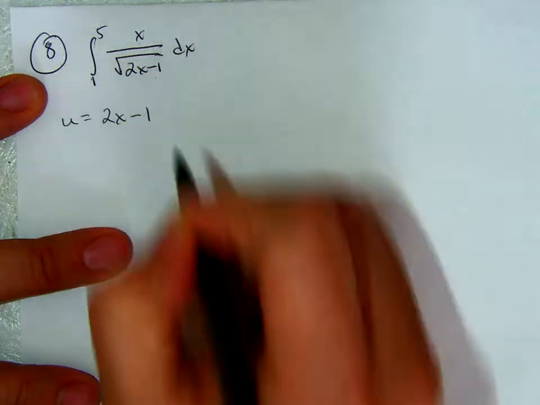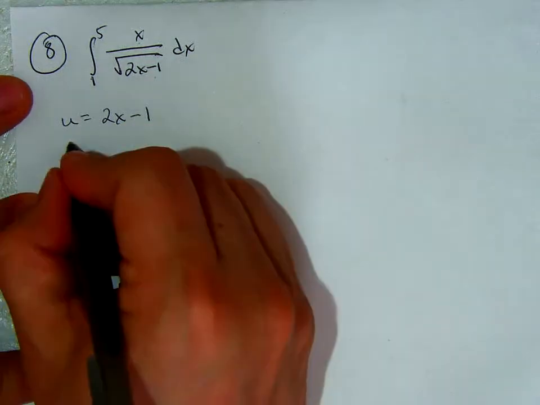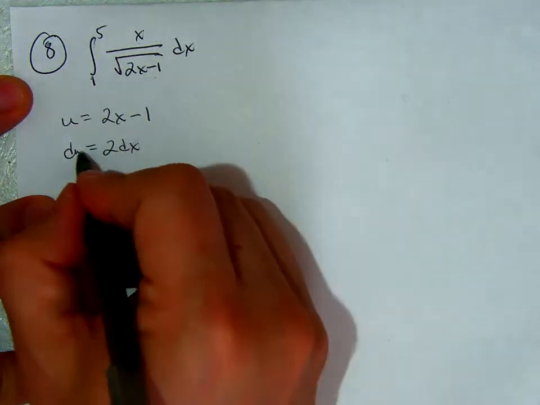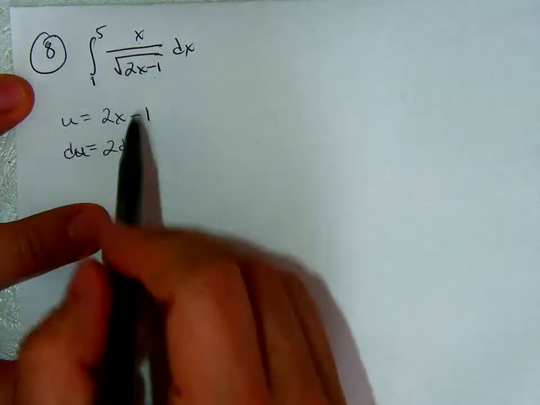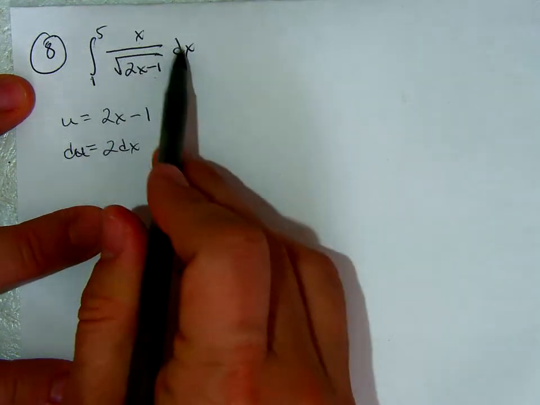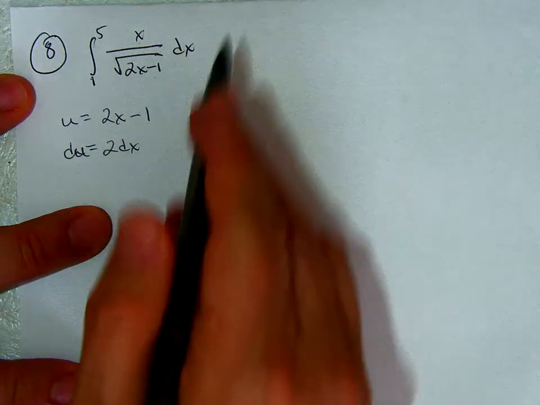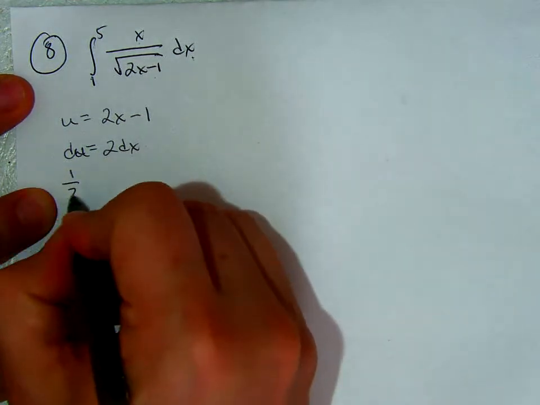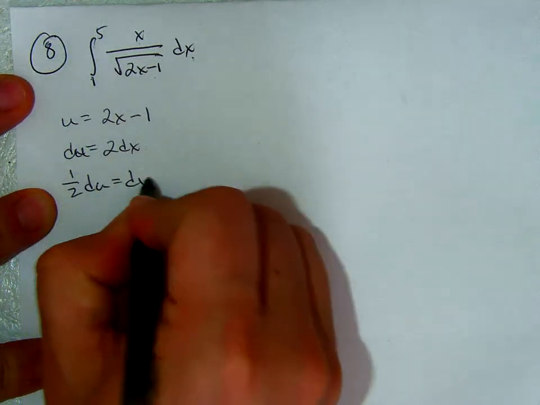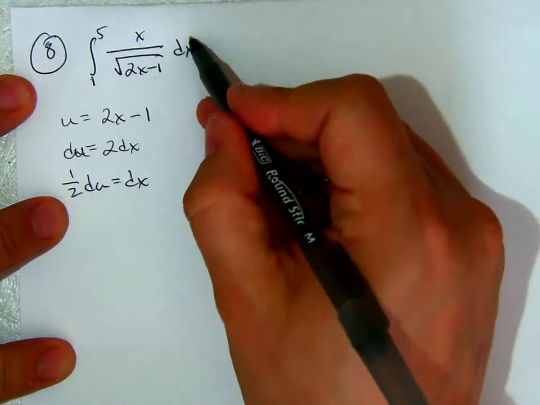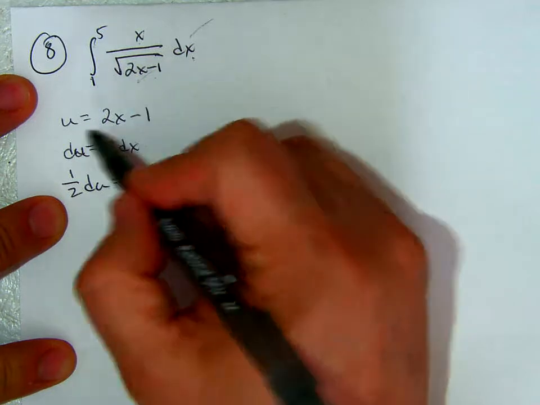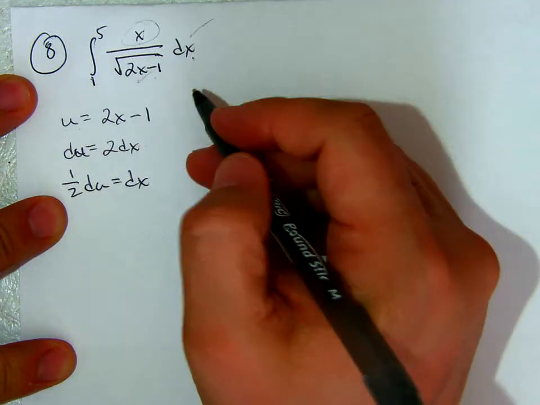U is going to be our inner function, so u is 2x minus 1, which means that du is 2 dx. Now, there's no way that I'm going to rearrange things so that I end up with x dx here, right? So what I do is I say, okay, dx is going to be 1/2 du. That way, I've taken care of the dx. I've taken care of the square root of 2x minus 1. That's just the square root of u. That just leaves me with x to figure out.